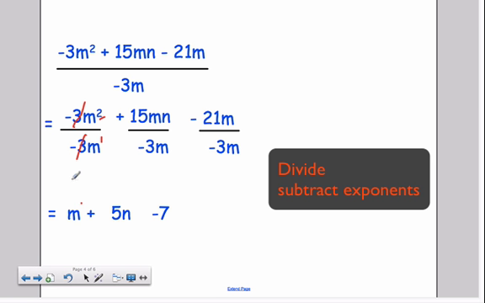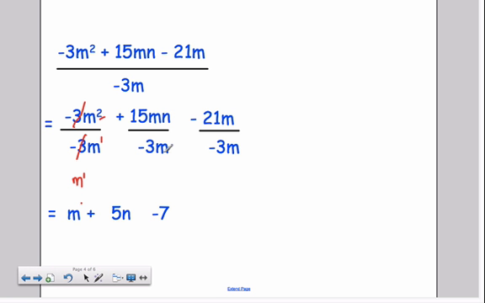m to the imaginary exponent of 1 really equals plain old m. Okay, let's move on to the second term, and we've got 15mn divided by negative 3m. So what we're going to do is divide the numbers. 15 divided by 3 gives you a negative 5. So we could have written subtract 5n, or we can write in brackets a negative 5n.